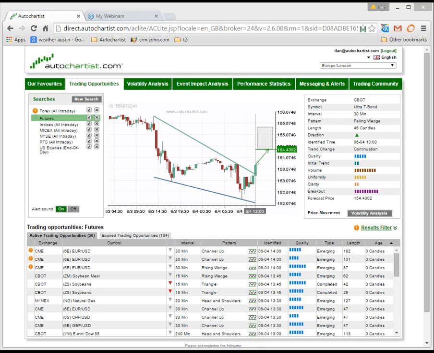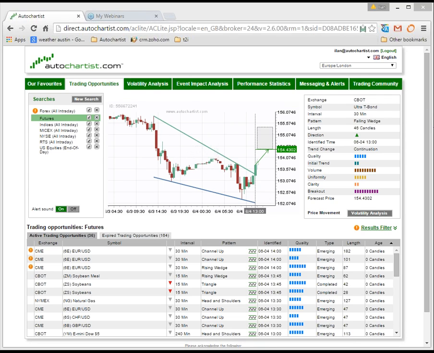Now, although we call it Trading Opportunities, what it really is, is a market scanner for support and resistance levels in the market, and chart patterns. For those of you who may not know, so we're all on the same page, support and resistance levels are what we would call psychological turning points in the market.